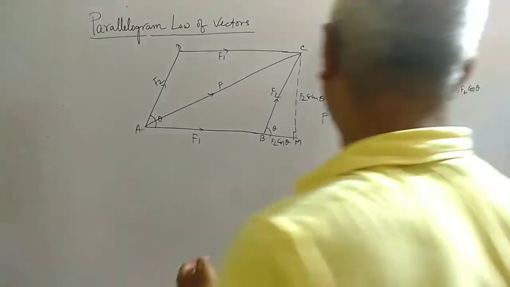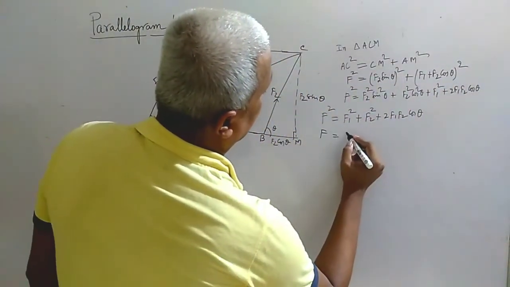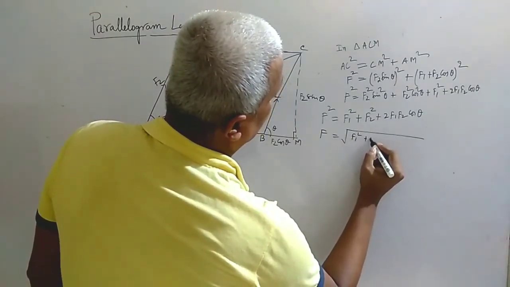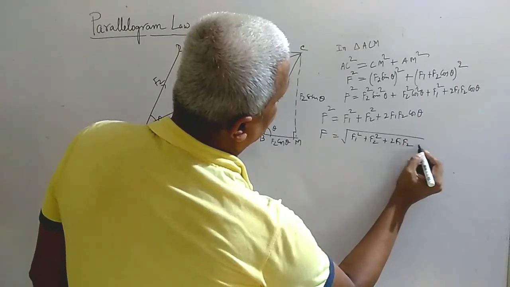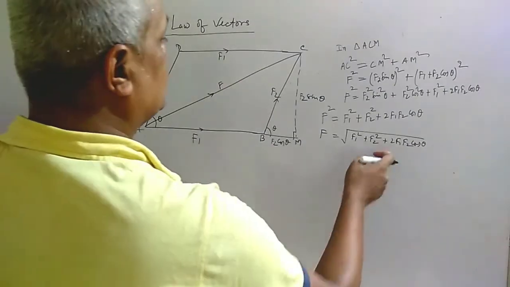So now I have to find F. So what is F? F is under root of F1 square plus F2 square plus 2F1F2 cos theta. So this is the resultant.